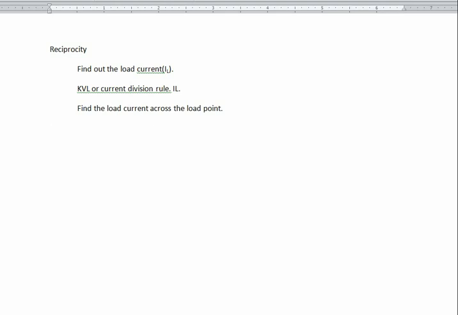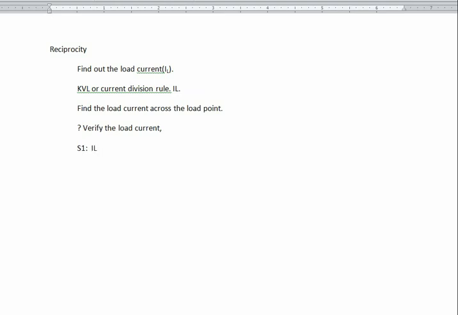Then what do you do here? Step number 1, you verify the load current. What you are trying to say is: verify the load current even when the sources are changed. You verify with the changes of the source point.